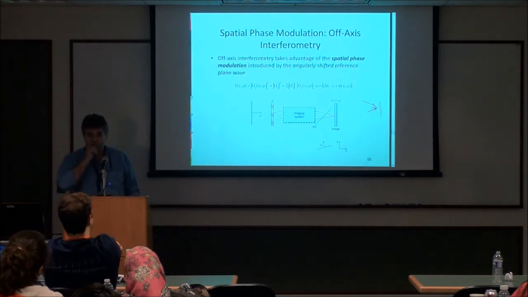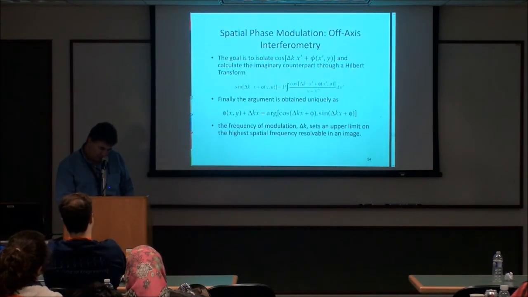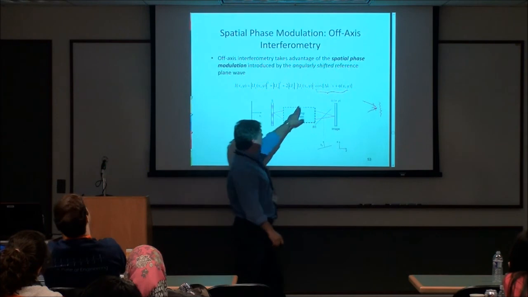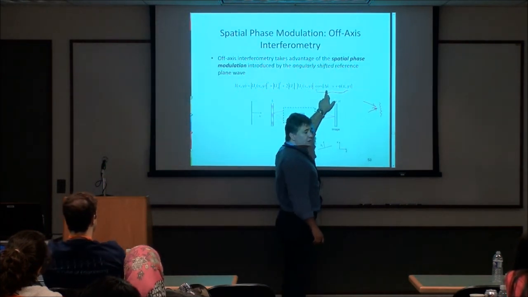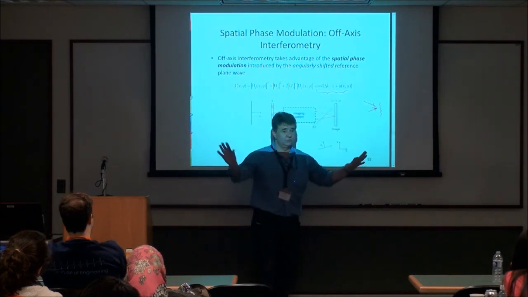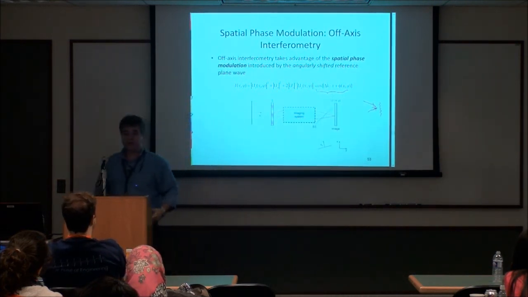We know how to do that. So the idea is to treat this as a signal in X. This is the real part of your signal. And basically do a Hilbert transform to get the imaginary part of that signal. You combine the two, you get the argument again.